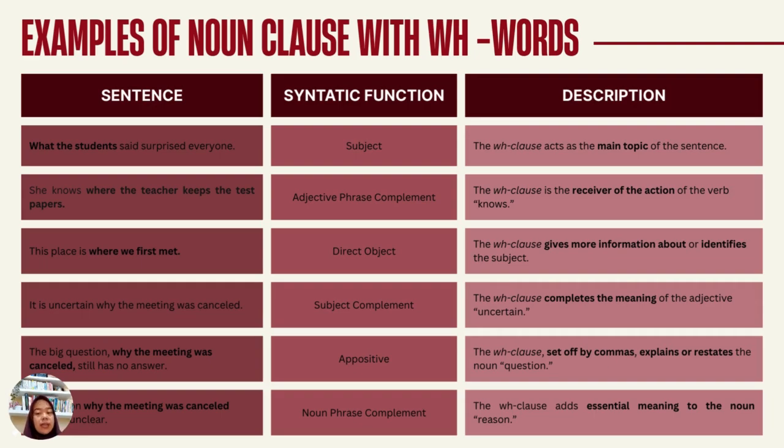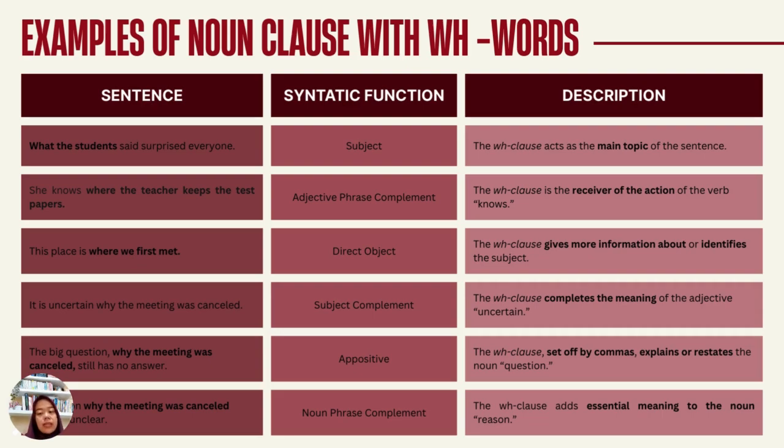And then the third example: this place is where we first met. The function is as subject complement. This clause, where we first met, describes the subject, this place. It completes the meaning by telling us what this place is.